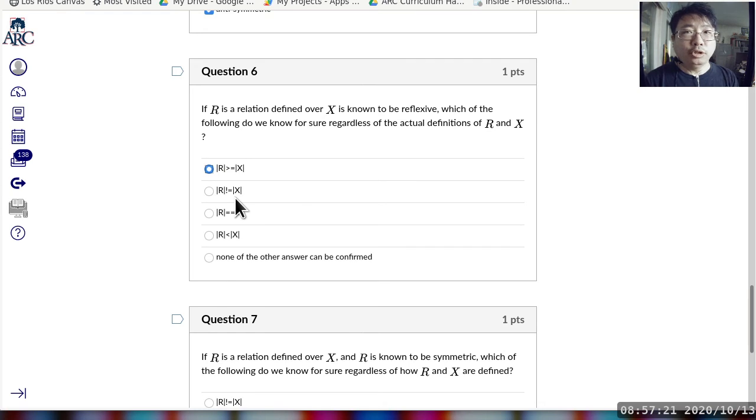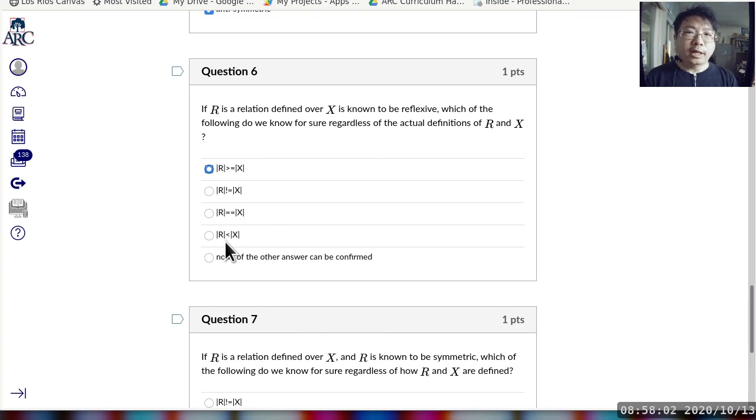Because if R is really just reflexive and not anything else, let me put it in a different way. If R is the minimum relation, so that it is just reflexive and doesn't contain any other elements that are unnecessary for being reflexive, then the cardinality of R does equal the cardinality of X. So we cannot guarantee this. And for the same reason, we cannot guarantee this either, because R can contain additional two tuples and remain reflexive. So we cannot tell that they are the same.